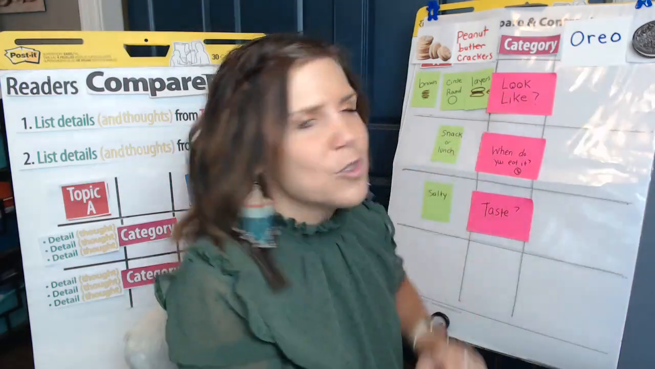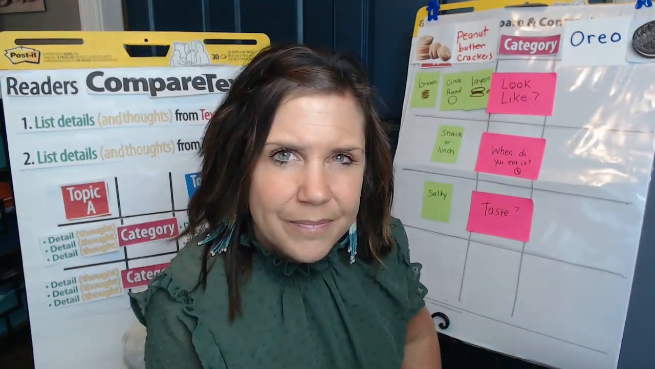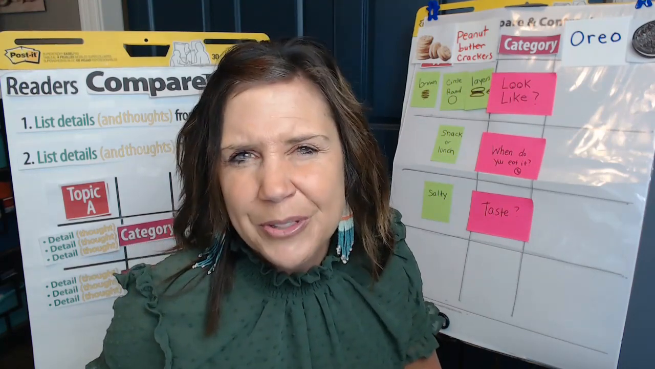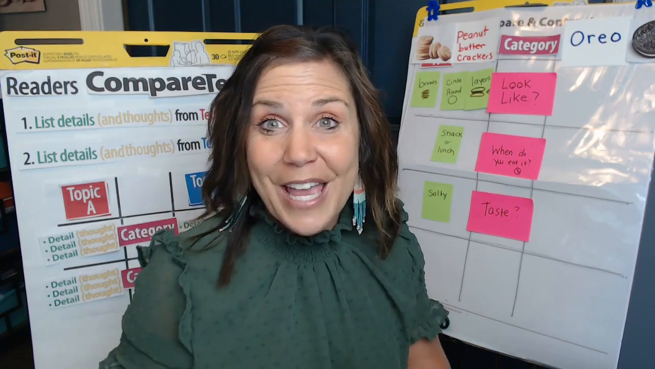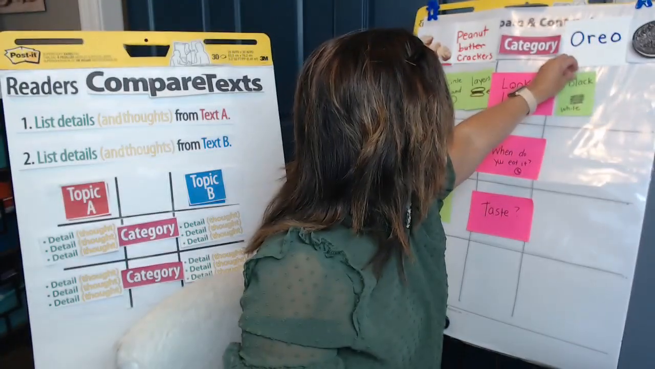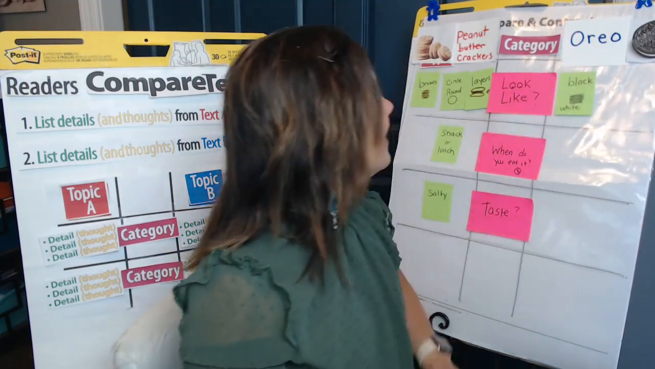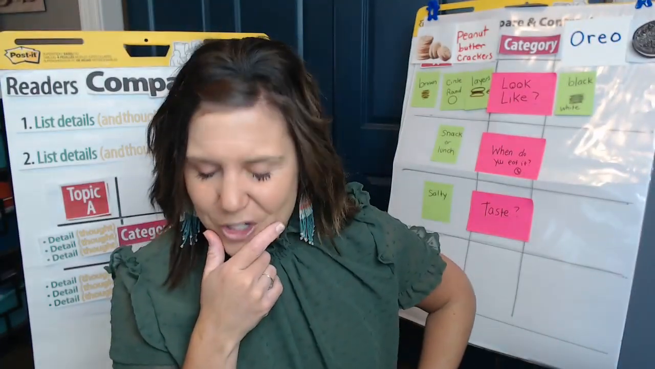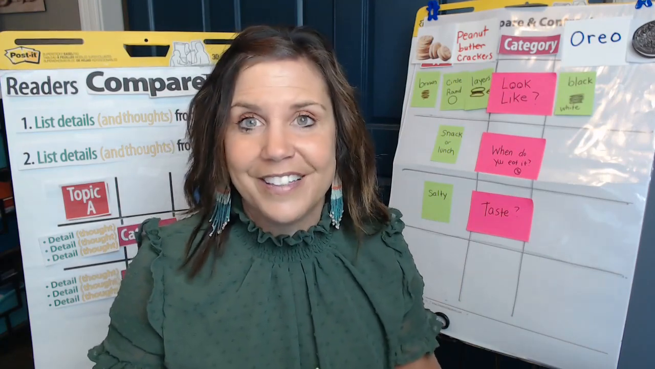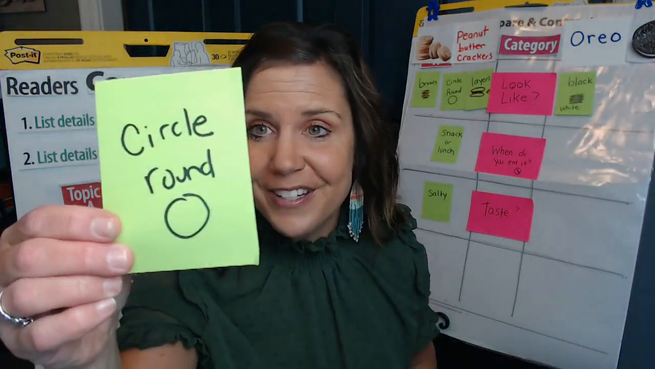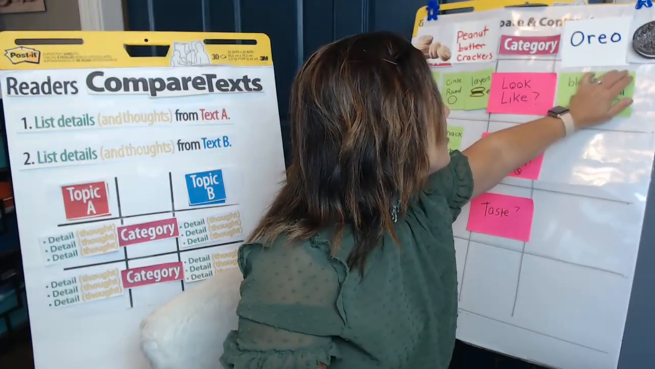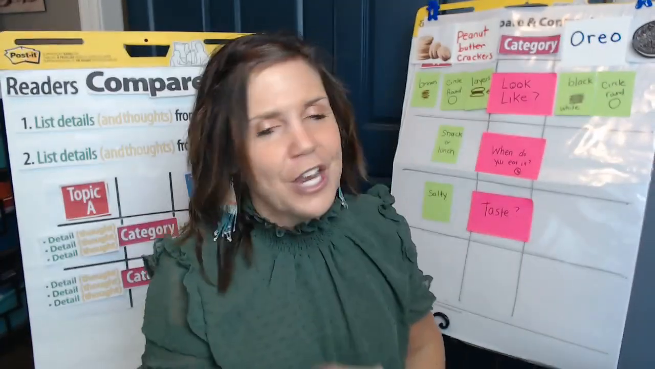So think about Oreos. What do they look like? What do you think? What colors? Did you say black and white? Great job. Black and white. What else? What shape? Did you say they're circle or round? Great job. They're a circle or round shaped.